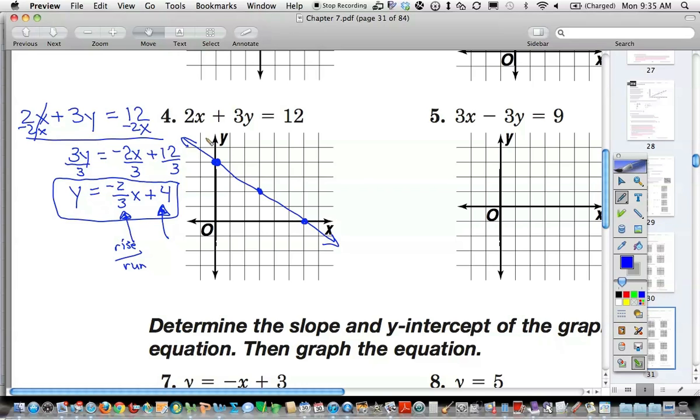Yeah, bell's gonna ring here in about a minute, so put the calculator away. That would stay the same. Yeah, a lot of times those fractions do just stay the same.